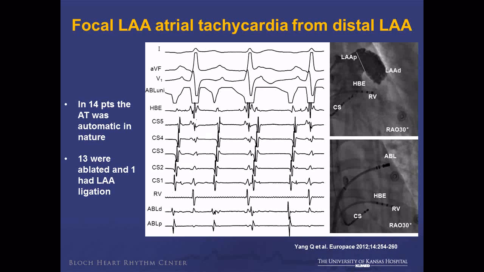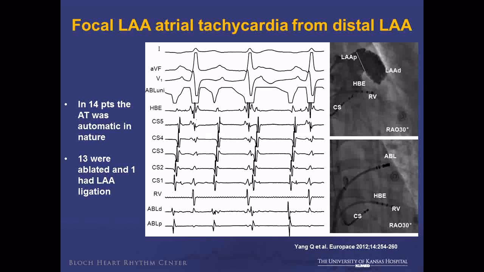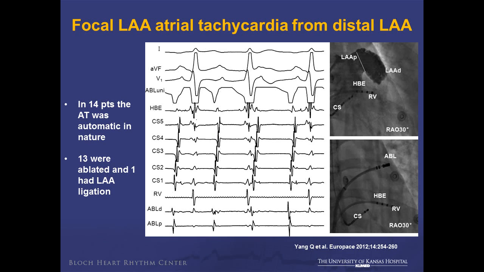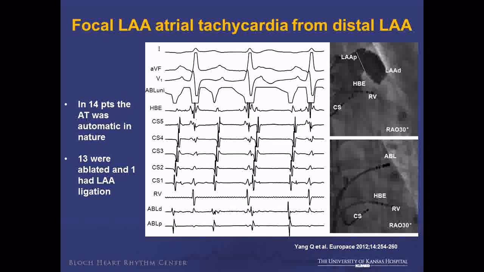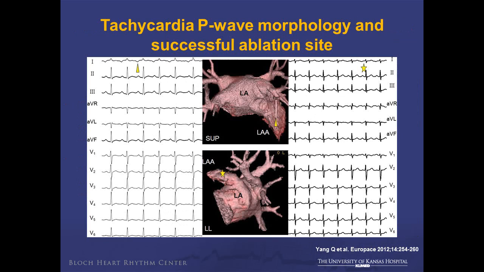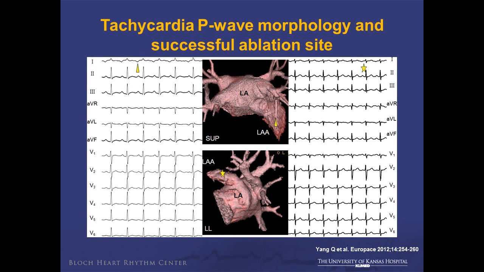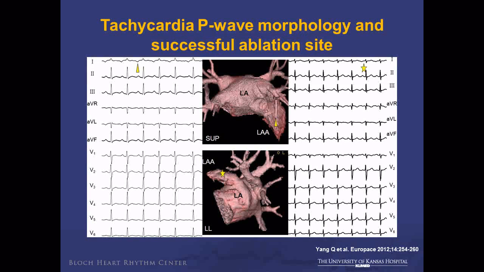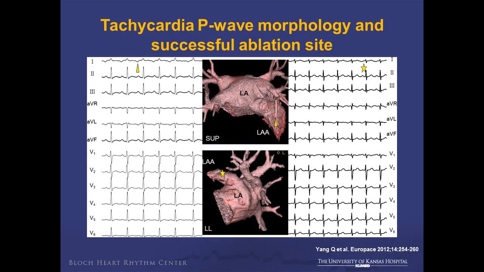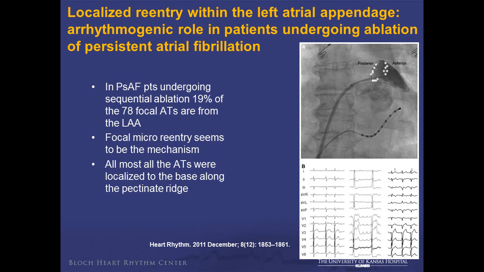This is a small case series from Kwang et al. There were 14 patients where the tachycardia was automatic in nature, and in 13 of these they were able to successfully ablate it endocardially. One patient required a left atrial appendage ligation because they could not get the tachycardia ablated with radiofrequency ablation. You see that most of these tachycardias seem to come from the more distal aspects of the appendage.